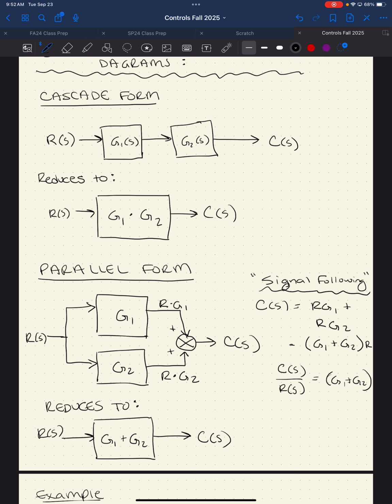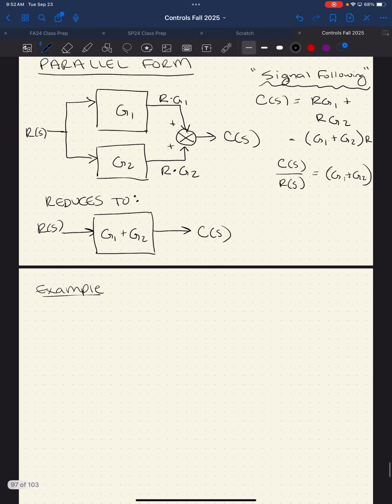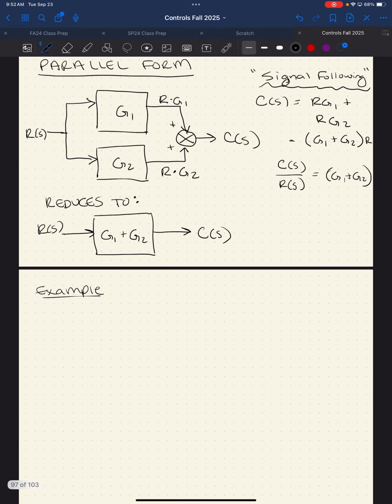All right, so let's do an example. Let's do an example where I have a nasty block diagram. I've got R of S, a pickoff point. What's the third type? We're going to get to that after this example. I'm going to do an example.